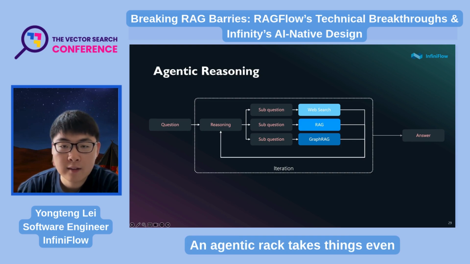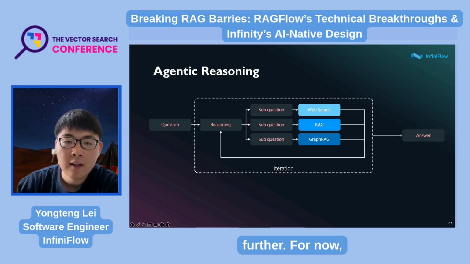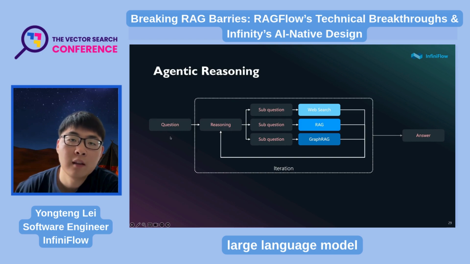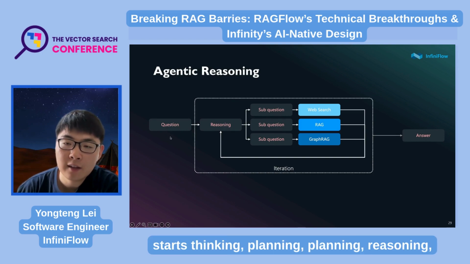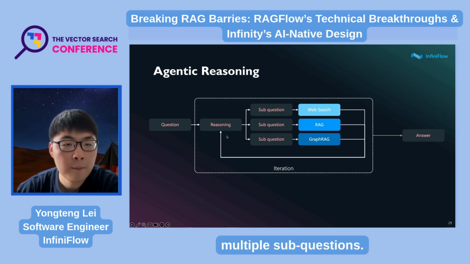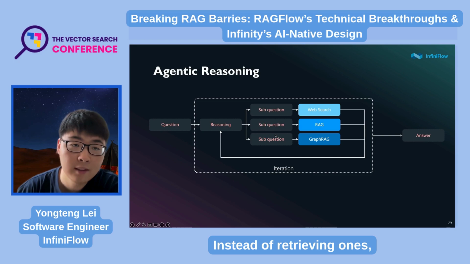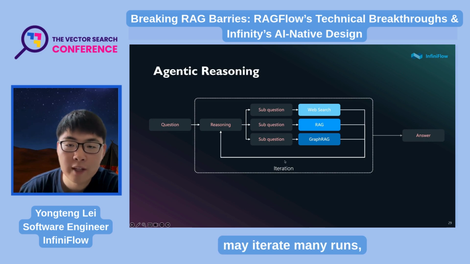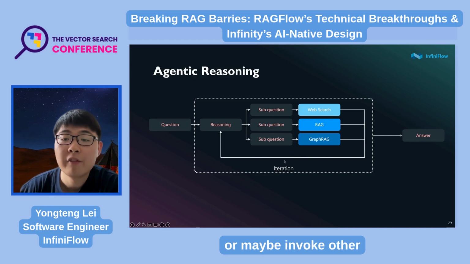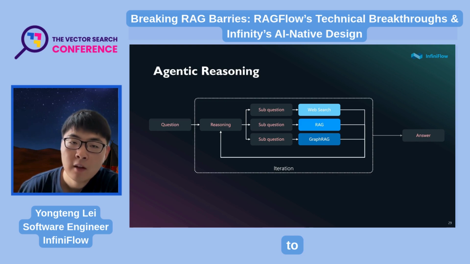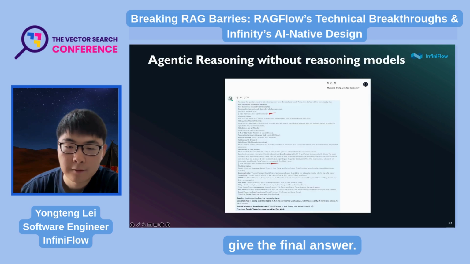And agentic RAG takes things even further. People may ask a vague question. The large language model starts thinking, planning, reasoning, and splitting the question into multiple sub-questions. Instead of retrieving once, this process may iterate many rounds, or maybe invoke other agents or models if necessary to give the final answer.